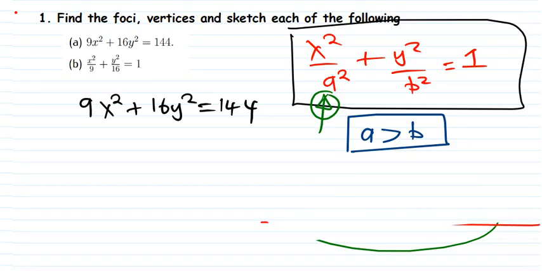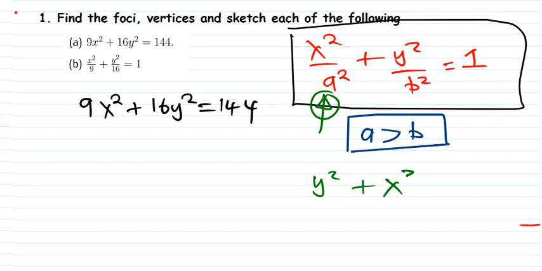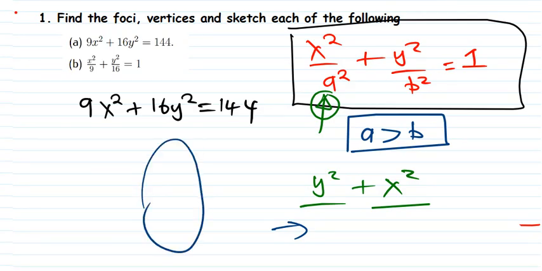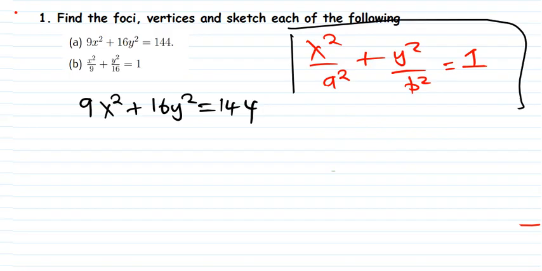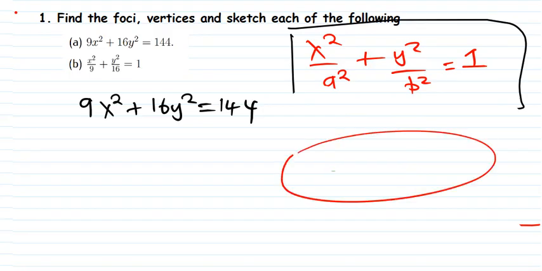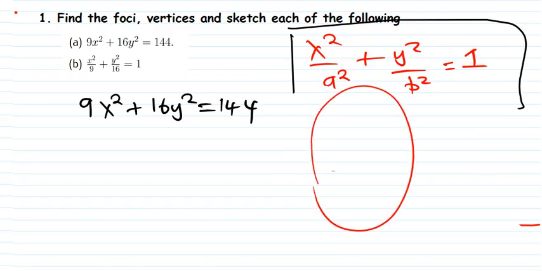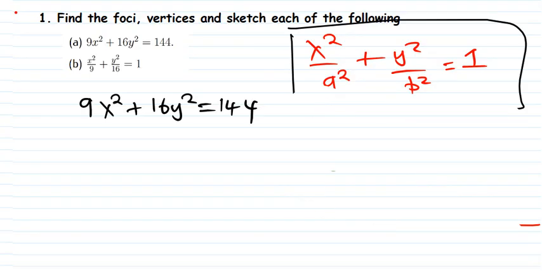And in a case where y squared has the greater denominator, you start with y squared, and then you can tell that the major axis is along the y-axis. So always write it starting with the one that has the bigger denominator, so that you're able to tell. If you're starting with x, it's along the x-axis. If you're starting with y, it's along the y-axis. I hope that's clear.